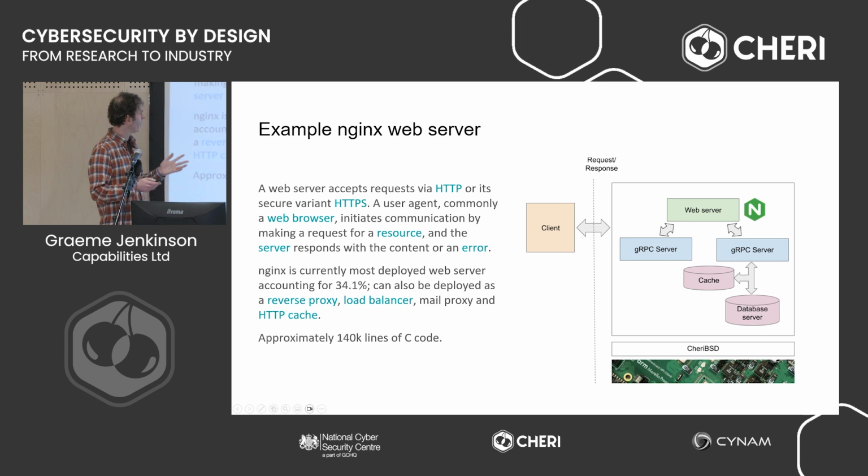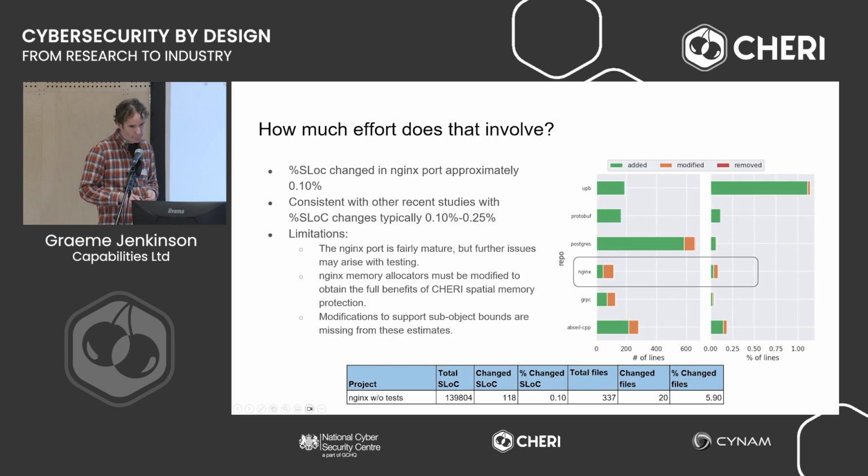If you're not familiar, with a web server, you make a request, it answers the request, and you get your web page or whatever you're requesting. And this is a battle-hardened piece of software. It's deployed in the real world. It's the most commonly deployed web server in the world. And in terms of scale, we're talking about a fairly small piece of software, 150,000 lines of C code.